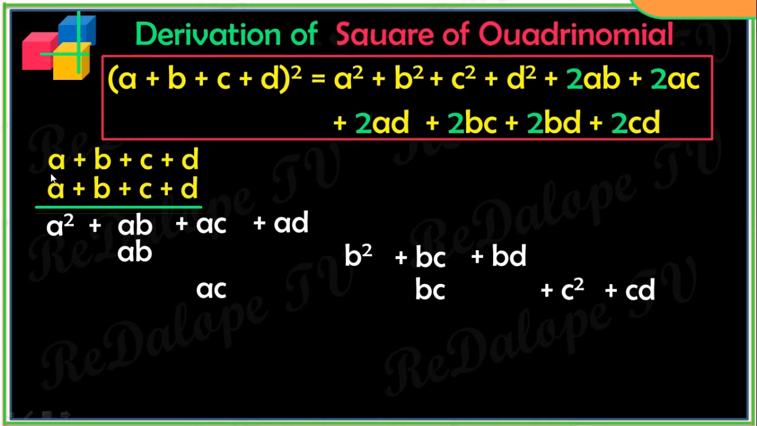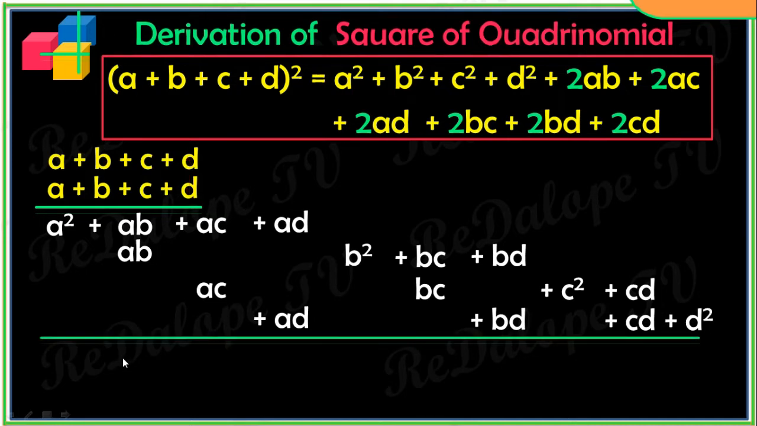D times a, so we have positive ad. D times b, so we have positive bd. And d times c, so we have positive cd. And the last term, we have d times d, so we have positive d square. So simplifying it now, we have a square, 1ab plus 1ab, so that is positive 2ab. 1ac plus positive 1ac, so that is 2ac. 1ad plus 1ad, so that is equal to positive 2ad.